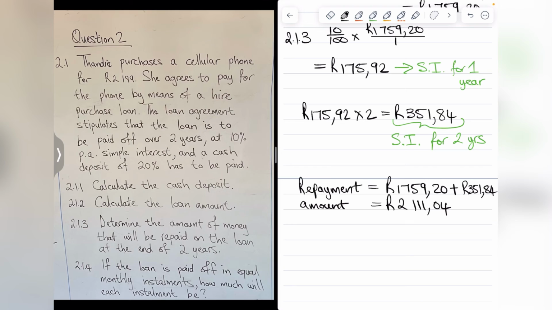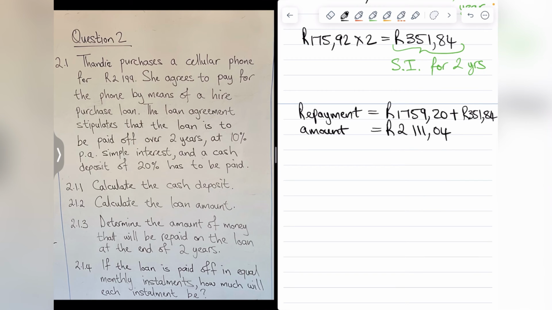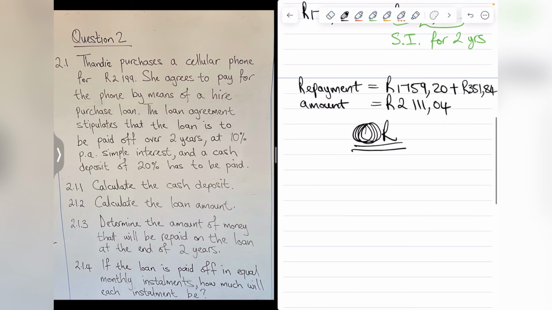Is that what they wanted? They said determine the amount of money that will be repaid on the loan at the end of 2 years. That is correct. That is the amount that will be repaid. Now, we could have done the following. We could have said, well, I want the final amount at the end of the 2 years, so I can use the following formula. A is equal to P(1 plus R times N over 100). And I can just substitute.